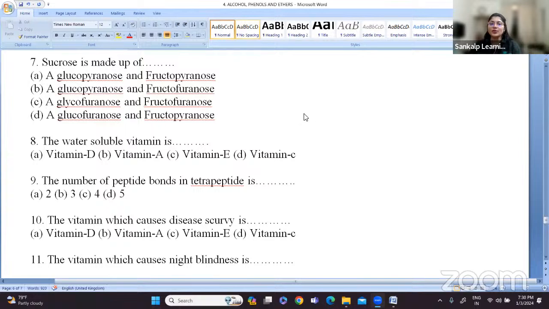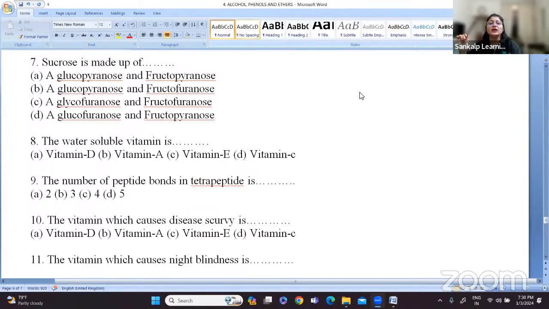Now, depending upon whether they are soluble in fat or water, they are classified into two types. First, fat soluble vitamins. Why are they called fat soluble vitamins? Because these vitamins are soluble in fats and oils, but they are insoluble in water. And where are these vitamins stored? In the liver and adipose tissues.